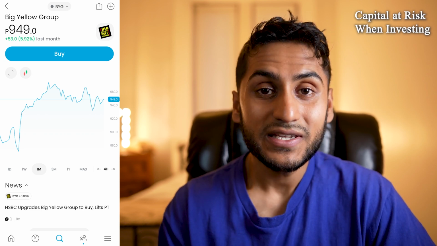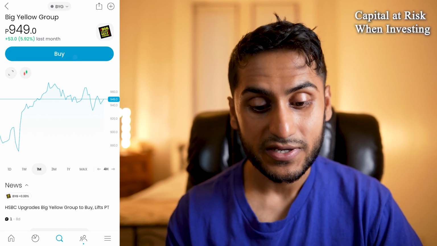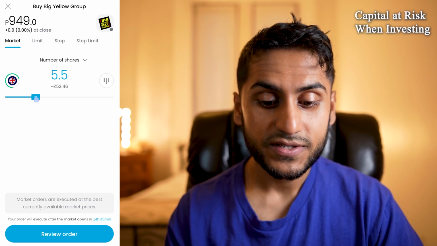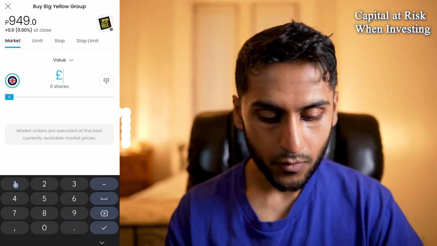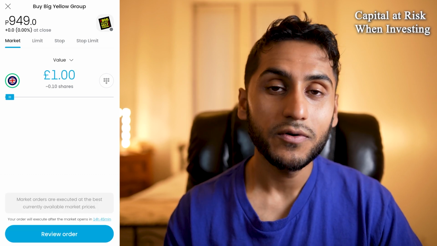But of course, if you did want to invest in it, all you really have to do is to press buy, and then of course select the amount of shares you want, or if you know the exact value, you can actually do that. For example, £1, and then of course review order and then go into that.